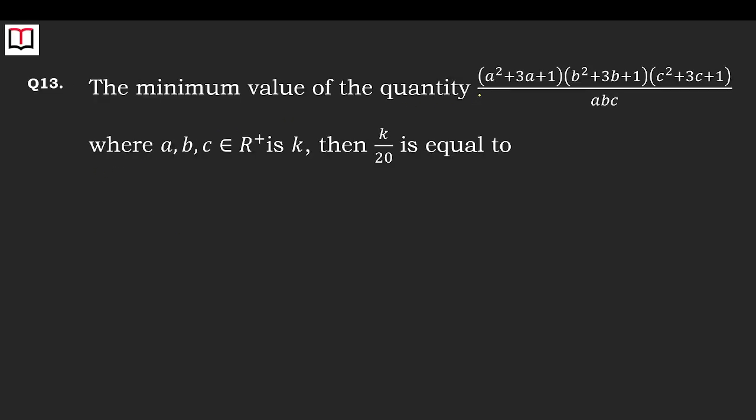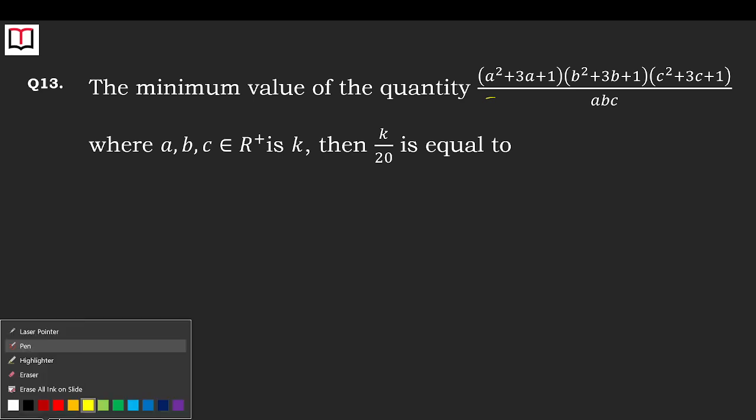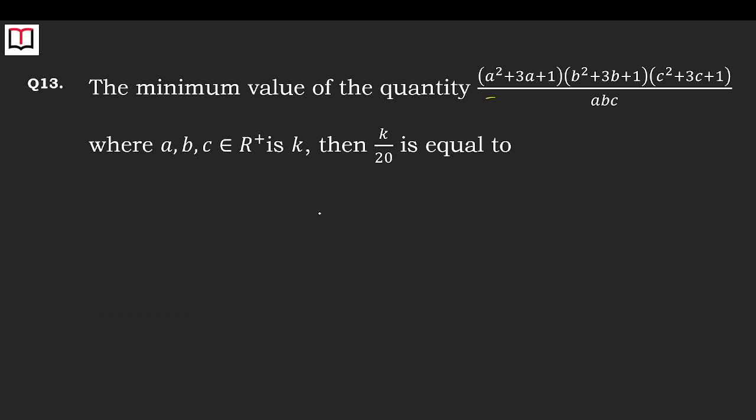I will leave it to you people to check it. The minimum value of this quantity. See, how did I approach? I took a inside in the first one, so a plus 1 by a plus 3. Similarly, b plus 1 by b plus 3. They are all positive numbers. So that's a very simple one.